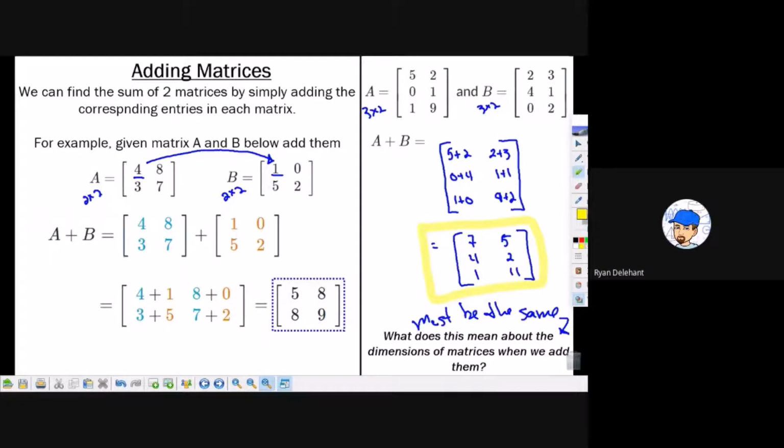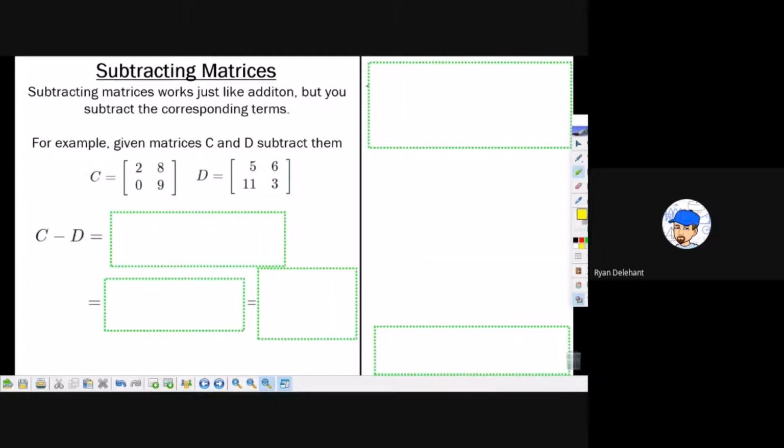Subtraction. Subtraction and addition are the same operation. They always have been, okay? Meaning that when we do subtraction, we're going to do the same thing, but instead of adding the two elements, we're going to subtract them. So it works the same way. Stuff in the same position will get subtracted instead of added.